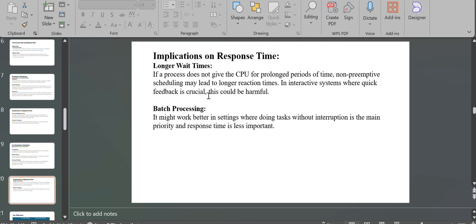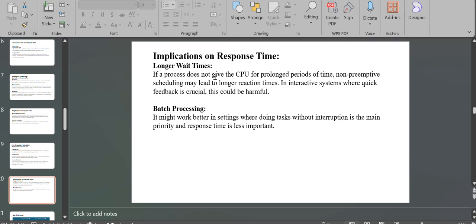In non-preemptive scheduling, implications on response time: longer wait times and batch processing. Longer wait times: if a process does not give up the CPU for a prolonged period of time, non-preemptive scheduling may lead to longer reaction time. In interactive systems where quick feedback is crucial, this could be harmful.